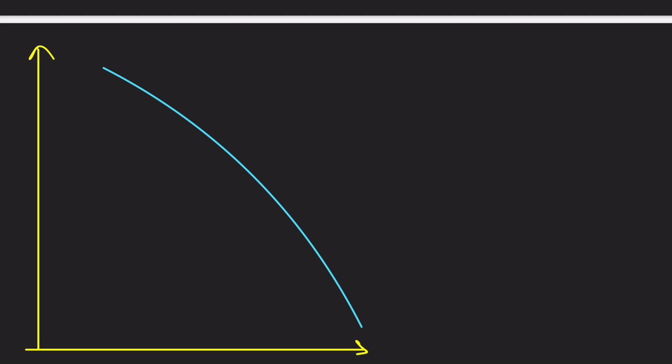Let me use some other way. I think that would be much better to understand. Let's say this is the path on which the particle is moving. Okay, this is the path on which the particle is moving. I think that will give you much more clarity.